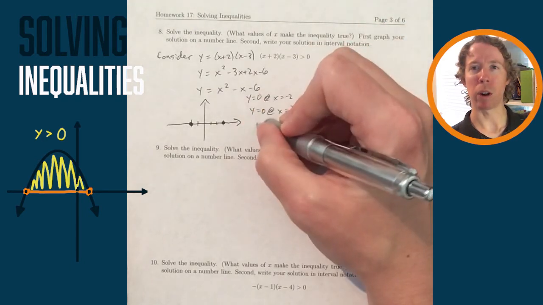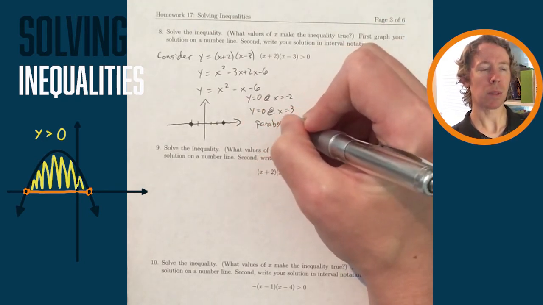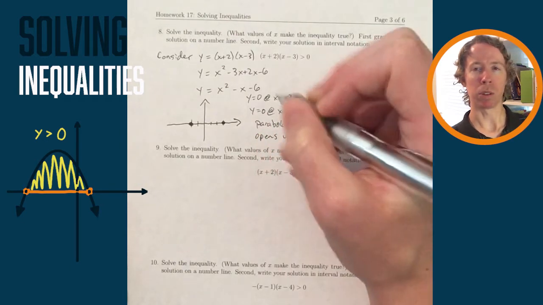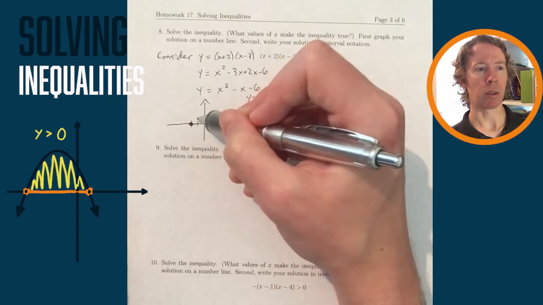So I can do a quick sketch of this parabola. I don't actually care where the vertex is. What I care about is where the zeros are and whether it opens up or down. So I'll sketch that real quick.